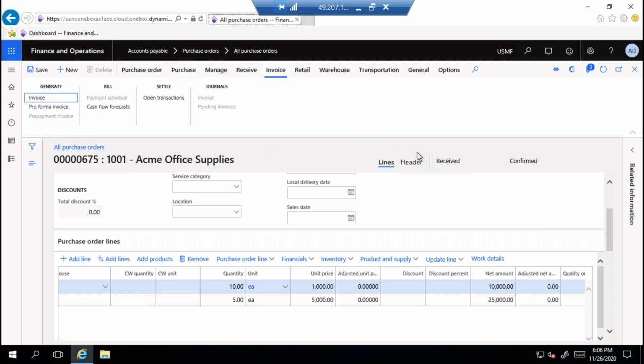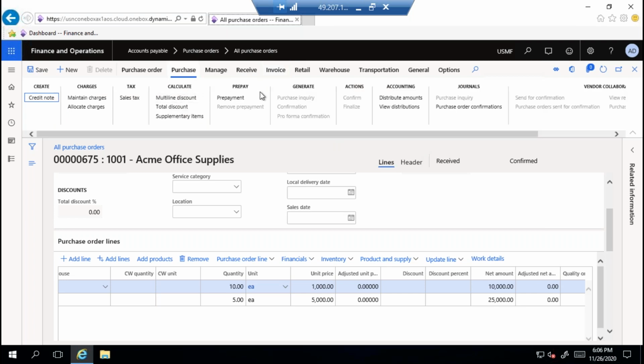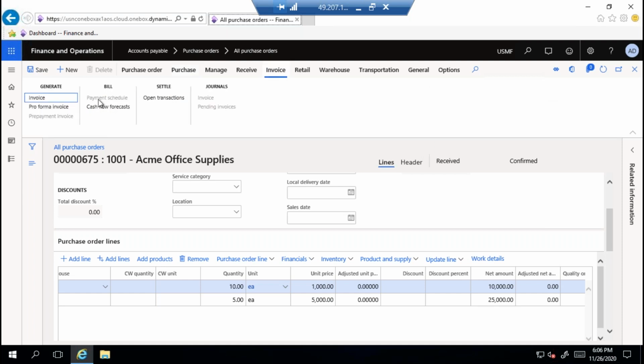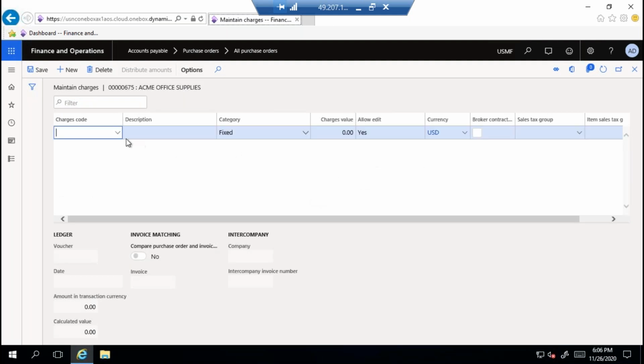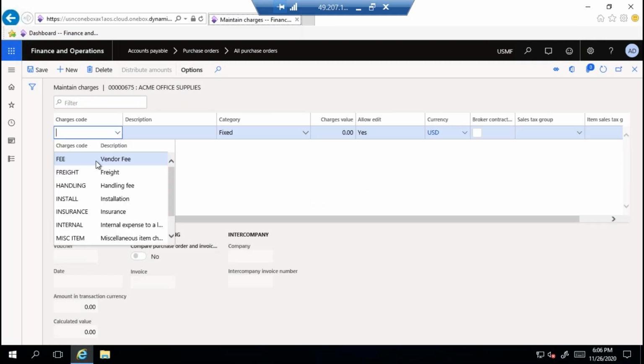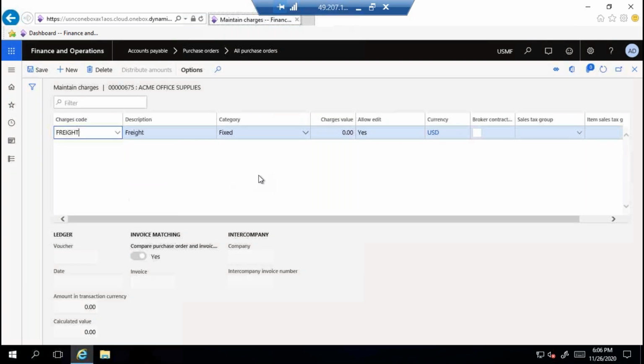If it is a 3-way matching, it will fail. But there are 2 options. One is you can maintain charges in the purchase order, or you can enter them at the time of invoice. Suppose I'm updating the purchase order only, after receiving the material. If you are entering at the line level, the system will not create any problems.